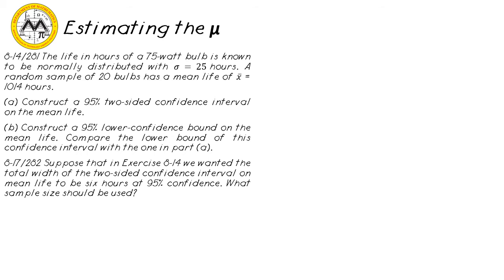Suppose that in exercise 8-14, we wanted the total width of the two-sided confidence interval on the mean to be 6 hours at 95% confidence. What sample size should be used? For this one, you would be using the Excel sheet under confidence interval. So please check your Blackboard account regarding this one. I will be uploading the Excel sheet for you to work on the confidence interval.